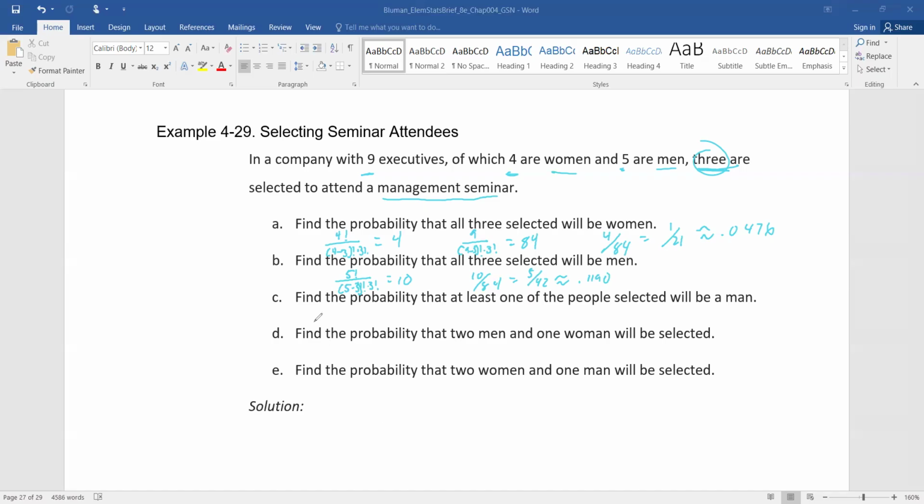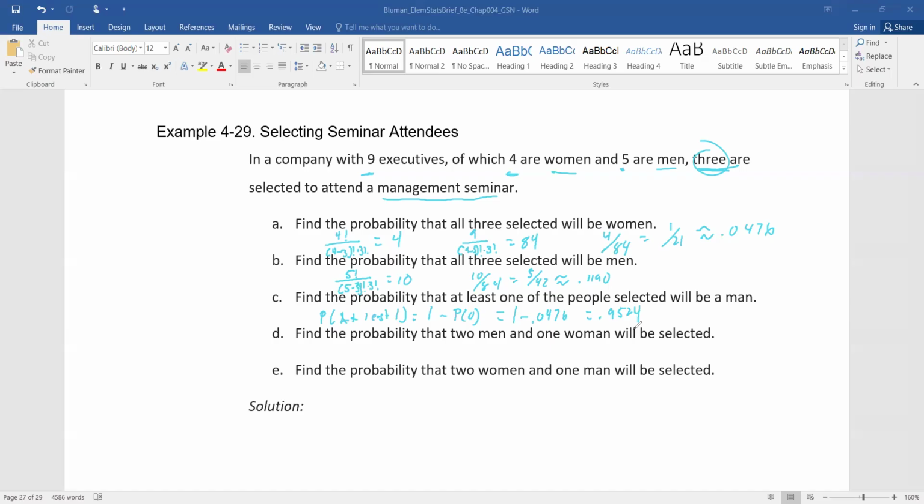This next one says find the probability that at least one of the people will be a man. So remember, the probability of at least one is equal to 1 minus the probability of none. So if I wanted at least one man, the probability of them all being women would be 1 minus 0.0476. And when you do that, you come out to 0.9524. So there's a 95.24% chance that at least one man gets to go to this seminar.